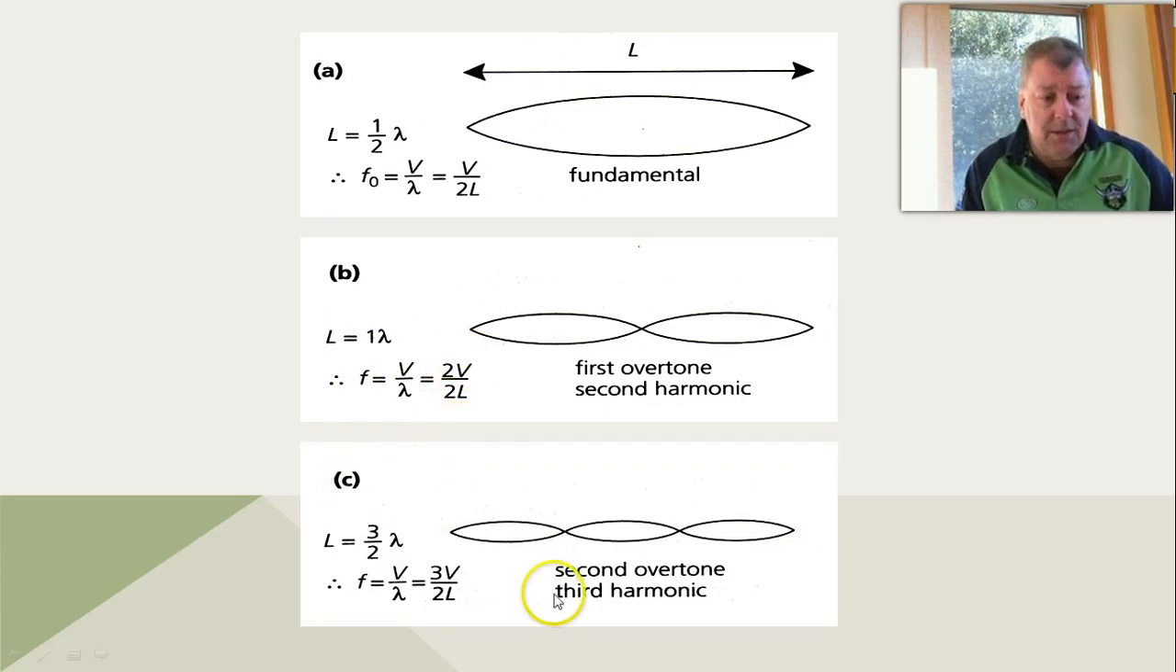Now the next one is the third harmonic, or the second overtone, and the frequency of this will be 3v on 2L. Okay, and you can generally work that out. You don't have to memorize that if you understand it.